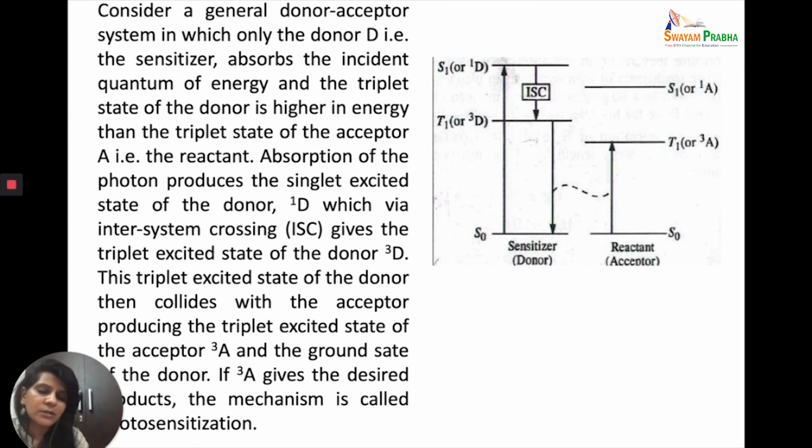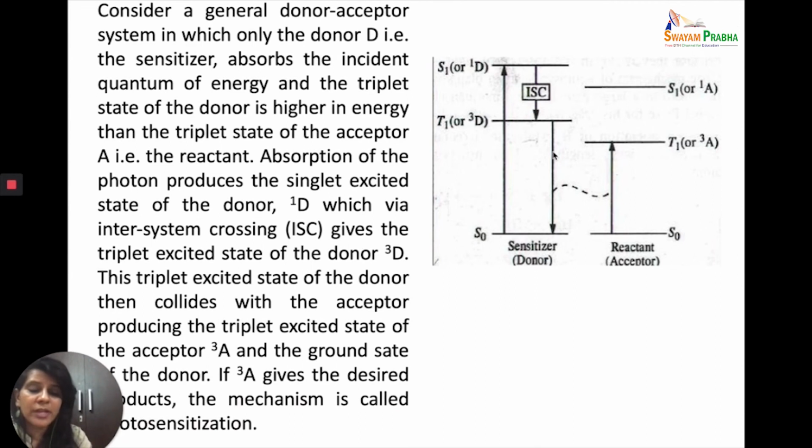The donor absorbs light and gets excited to the first singlet excited state. This first singlet excited state is obviously higher in energy than the first triplet excited state. We have already talked about this. So, there is an intersystem crossing that takes place, and the electron falls from the first singlet excited state to the first triplet excited state. Now this first triplet excited state of the donor is higher in energy than the first triplet excited state of the acceptor.